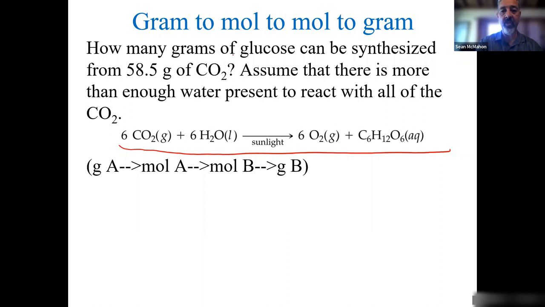How many grams of glucose? So I'm looking for grams of glucose. This is glucose. This is what I want. Can be synthesized from 58.5 grams of CO2. So I have 58.5 grams of CO2. So I'm going to write that right there.